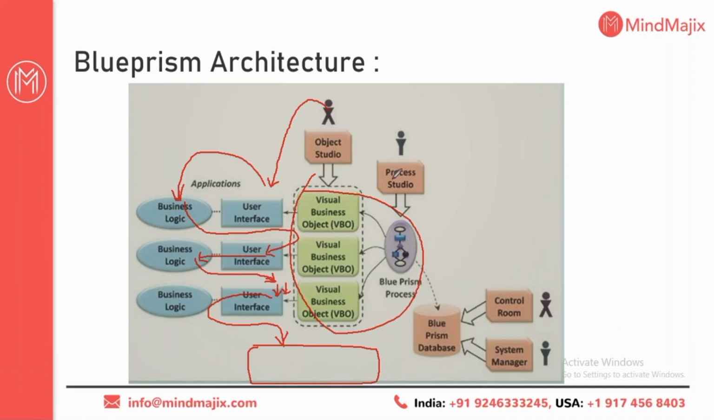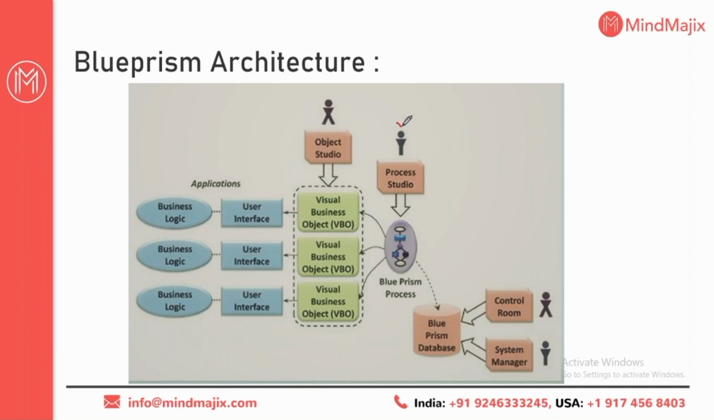This is how. We have Process Studio and Object Studio. There are two different tools, two different development environments which are used to develop your bot. Here you perform the logic and give those instructions to the Visual Business Object. Visual Business Object, also called Object Studio, is a place where you have the application modeler that speaks to the external applications. Process Studio cannot speak to external applications. The application modeler resides in the Object Studio, and it speaks to external applications.